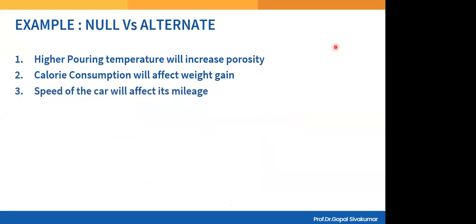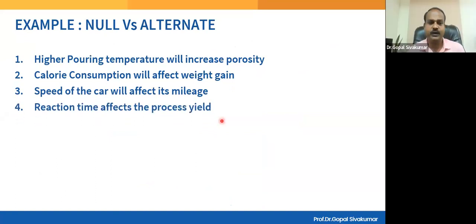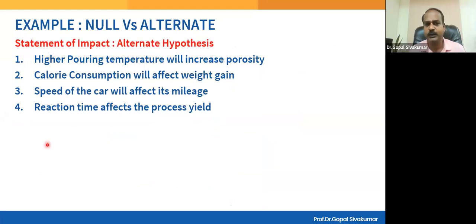Speed of the car will affect its mileage. Alternate. Reaction time will affect the process yield. Alternate. Very good. All of them are conveying a statement of impact.